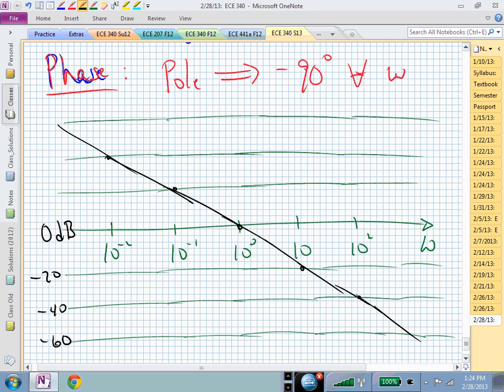What's our gain look like? It's just this straight line, isn't it, at plus 20 dB. So this is our gain. This was our pole at the origin.